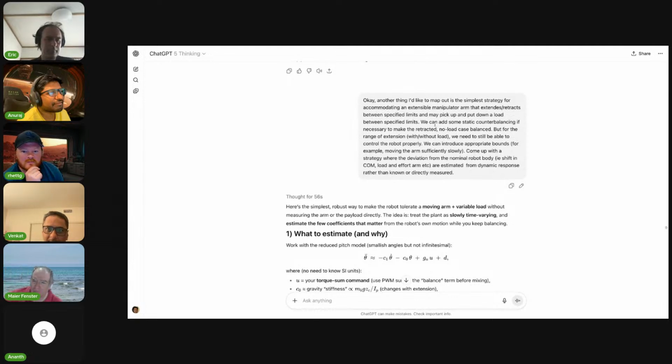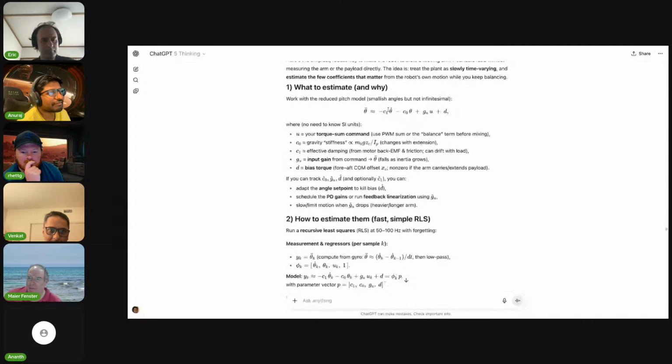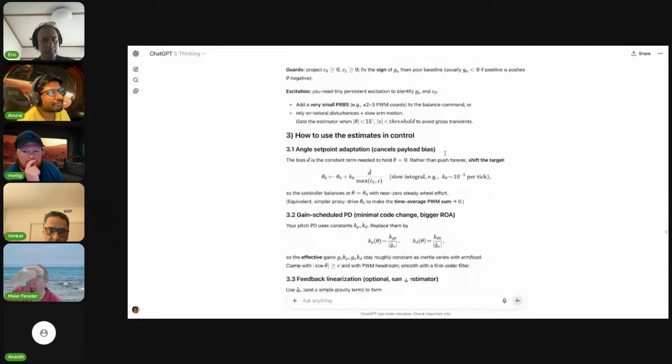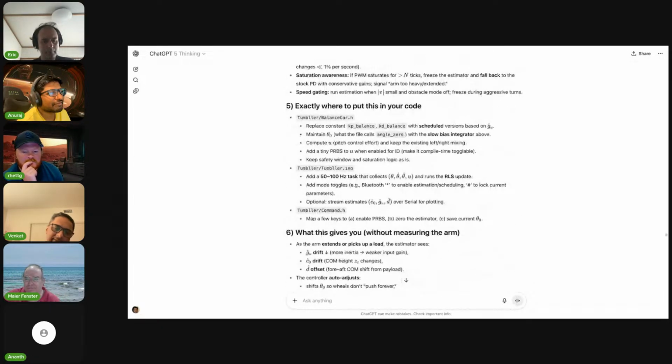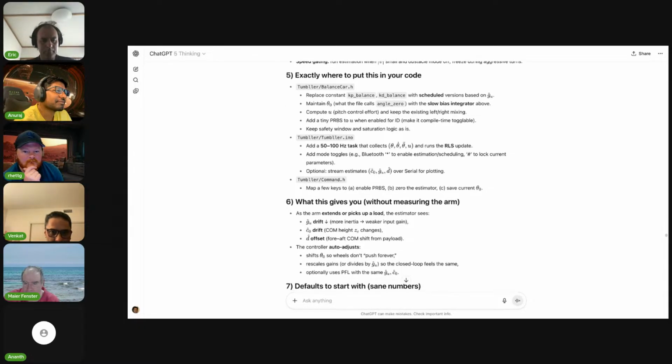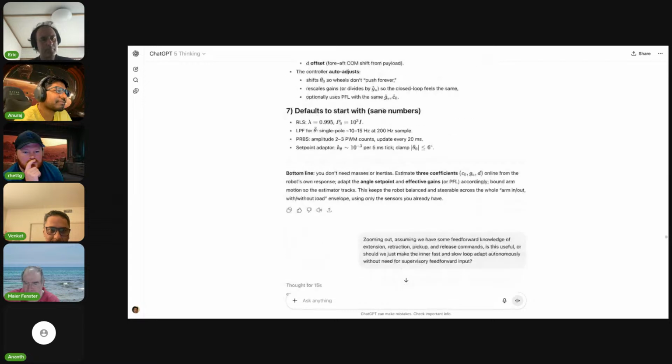Then I asked it about the manipulator arm, and it gives a strategy for doing that. And here it does some of the things you were asking about, Anuraj, which is that you don't have to measure the load you're picking up. You can pick it up and then shake your hand a little bit to get a feel for how much load you're carrying, and use that to estimate your changed inertias. So you can do very simple adaptation strategies here.